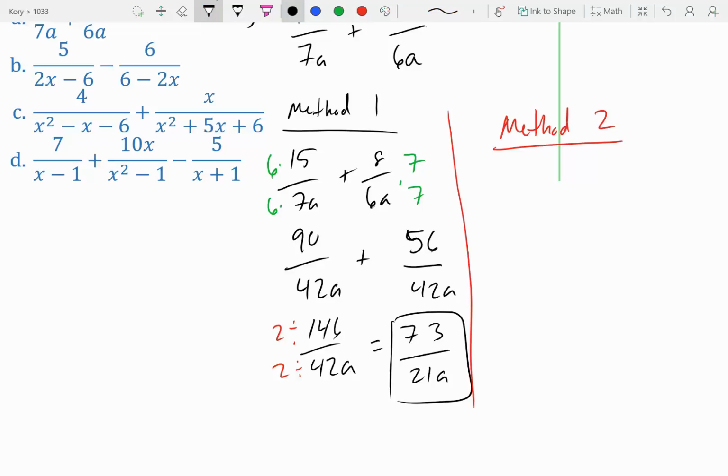So method 2, we already know the LCD. It's 42a. So that means we're going to multiply every single thing by 42a over 1. So what that means is it's 42a over 1 times 15 over 7a plus 42a over 1 times 8 over 6a.